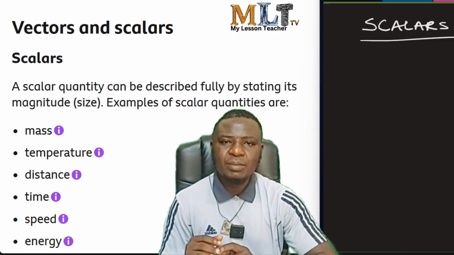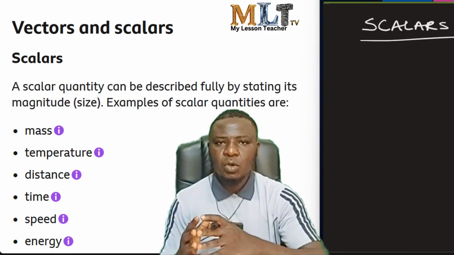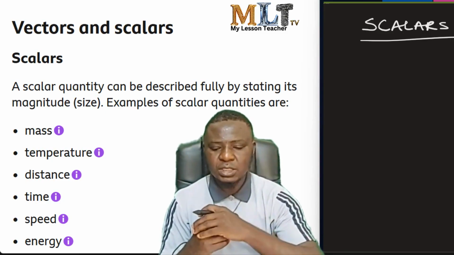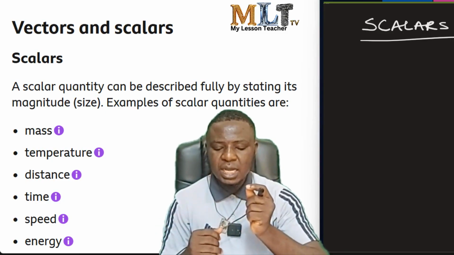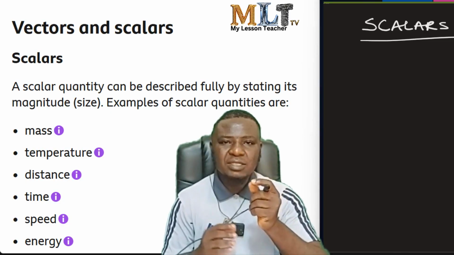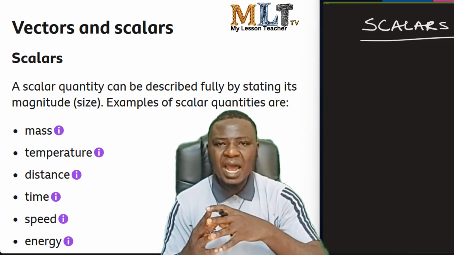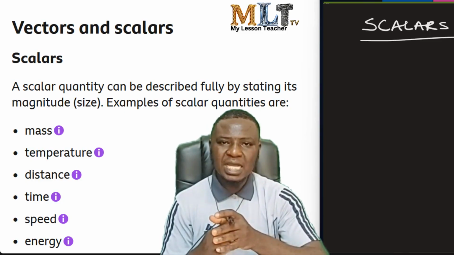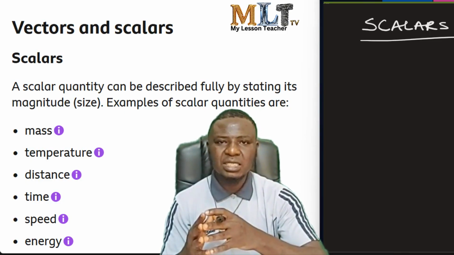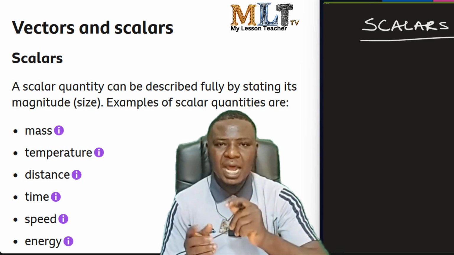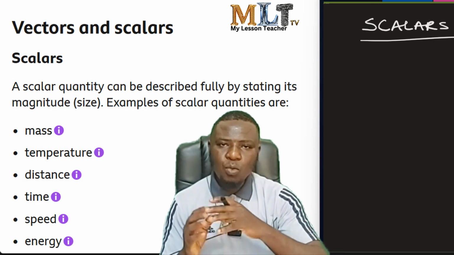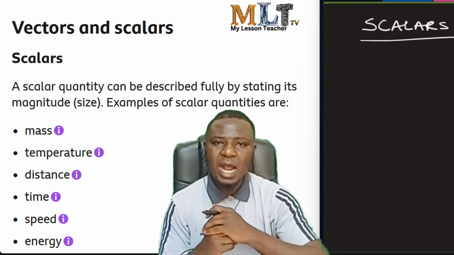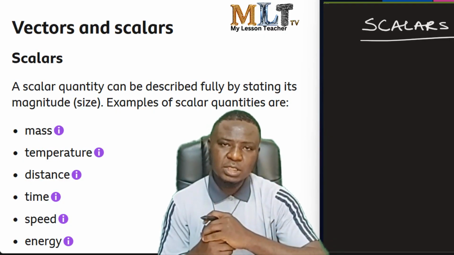Now, what do you understand by the term scalars? What is scalar quantities, or what do you understand by vector quantities? Scalar quantities can be described as those quantities that have only magnitude, while vector quantities are said to be quantities that have both magnitudes and direction. So I will be discussing scalar quantities first, after which we'll look at vector quantities.